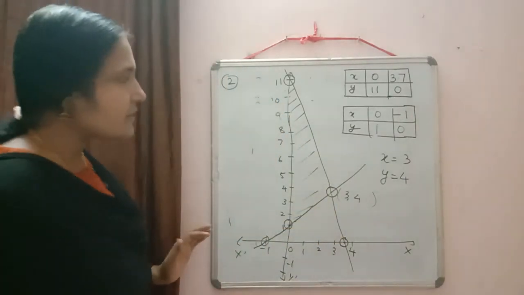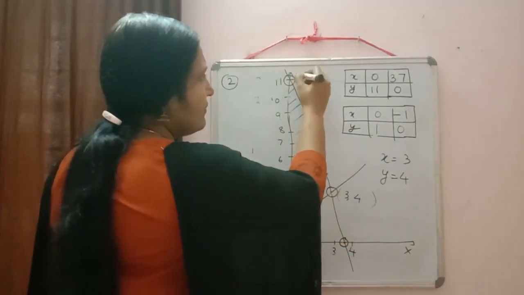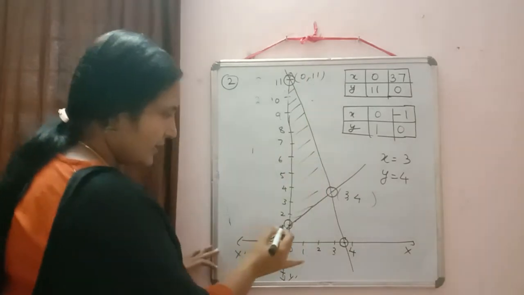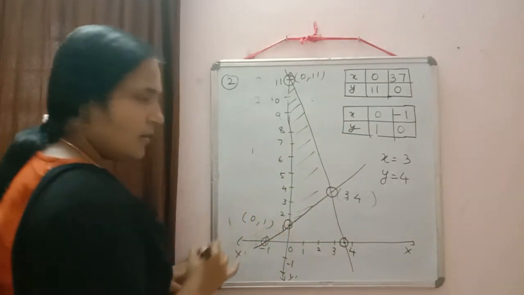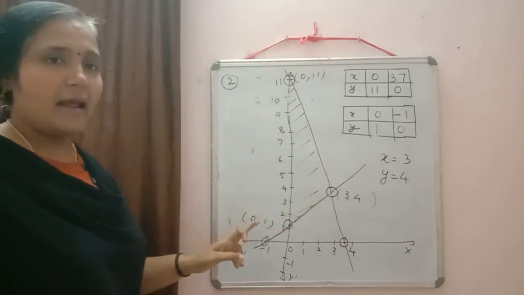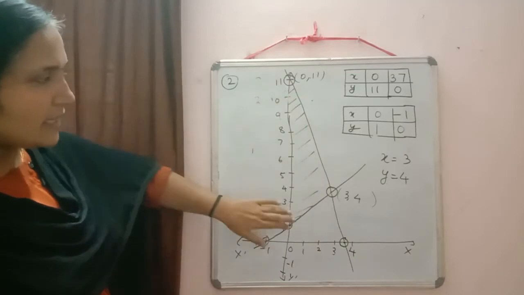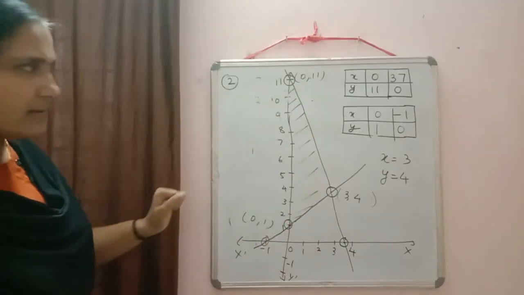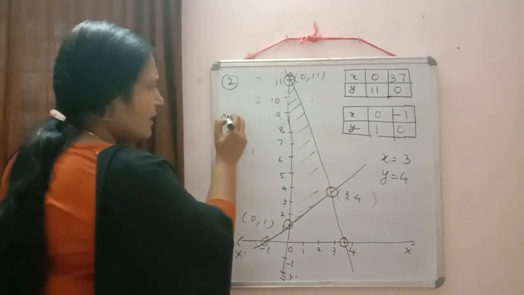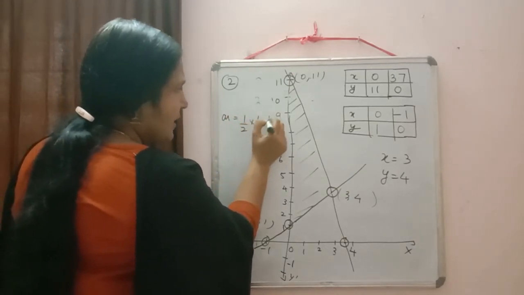Can we check what is the coordinate of this point here? 3, 4. Here what we have? 0, 11, and here we have 0, 1. Sometimes it can be asked, write down the coordinates of the triangle. That's why I wrote it there. Now what we have to do? We have to find the area of this triangle. Formula for area? Yes, half into base into height.